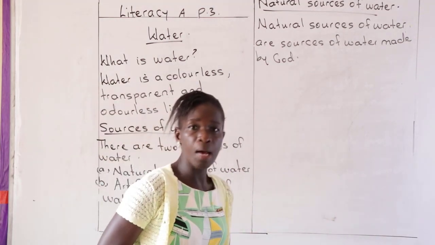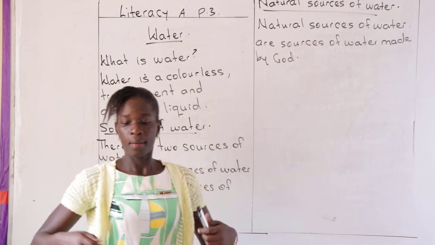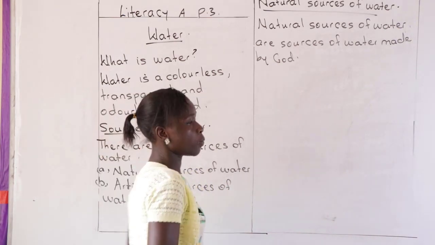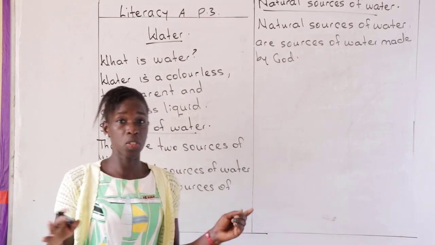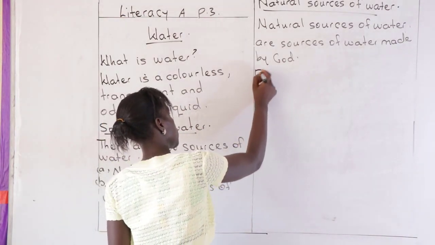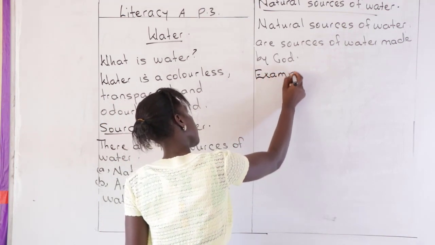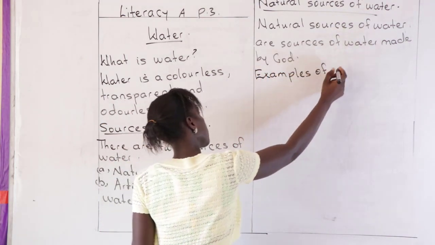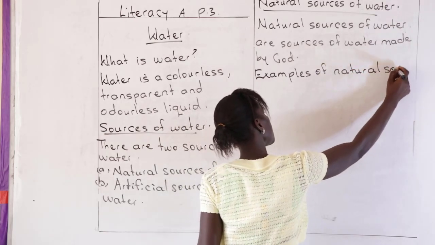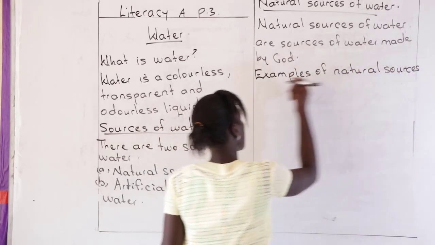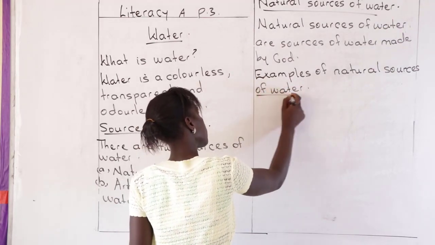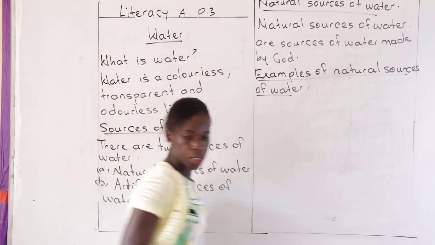So what are examples of natural sources of water? The ones that God made or the ones that existed on their own. Most people who don't believe in God believe that they existed on their own. So what are the examples of the natural sources of water?